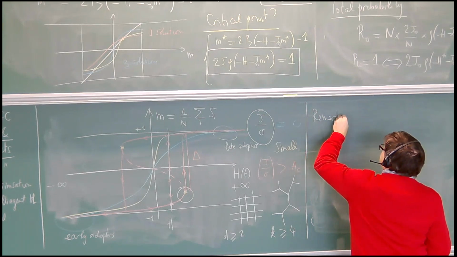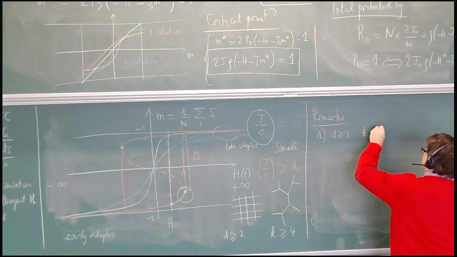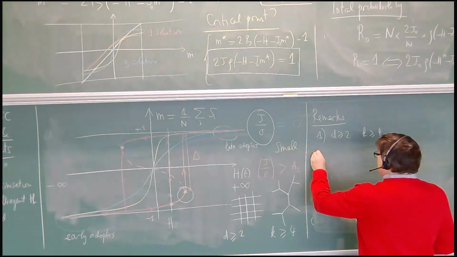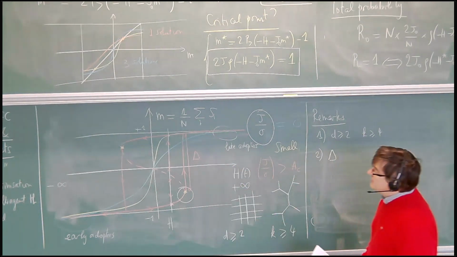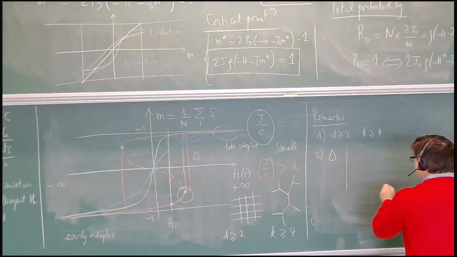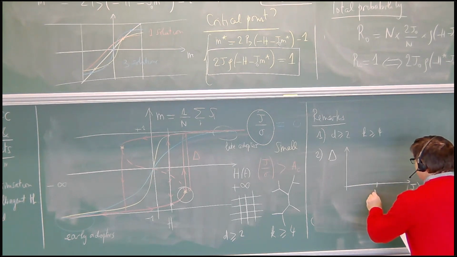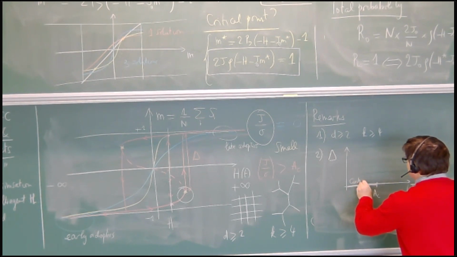Remarks. So the first one I just did, d greater or equal to 2, okay, greater or equal to 4. The second remark is the behavior of delta. Delta, remember, is the amplitude of the jump. So you can draw delta as a function of J over sigma. And if J over sigma is less than AC, then of course delta is 0, because it's a continuous evolution.